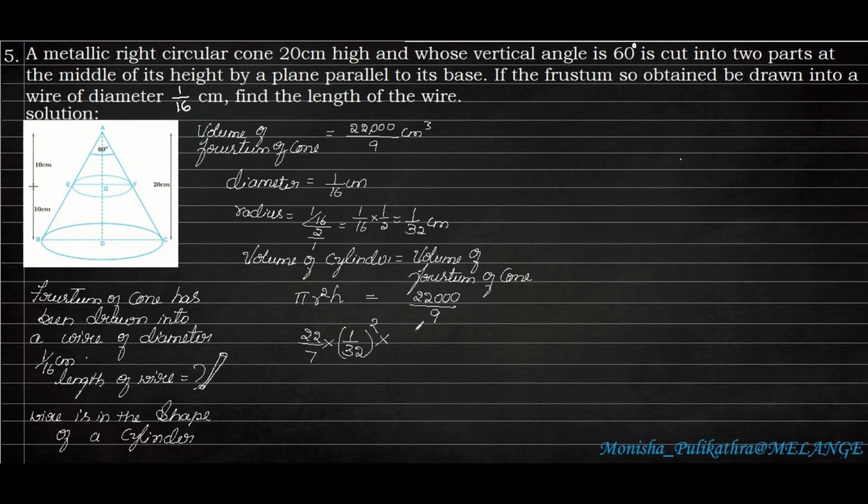So h we need to find out. h is nothing but height or length. Now we are considering the length of a wire, right? So h can be considered as the length of the wire. So we can write h is equal to L, that is the length of the wire.